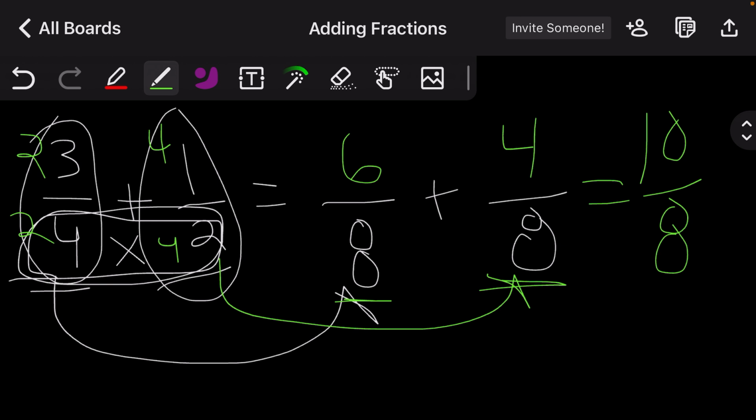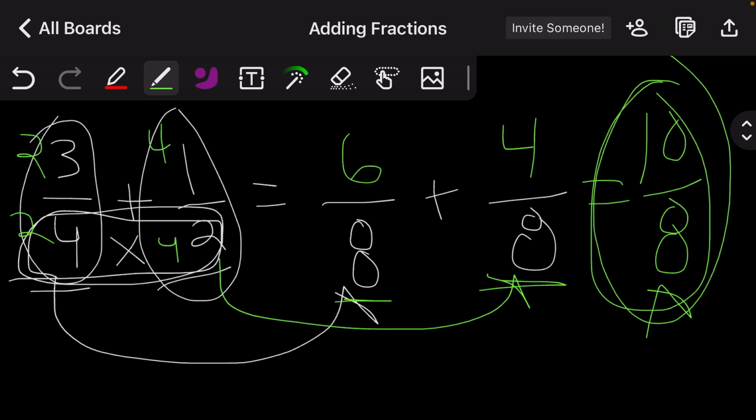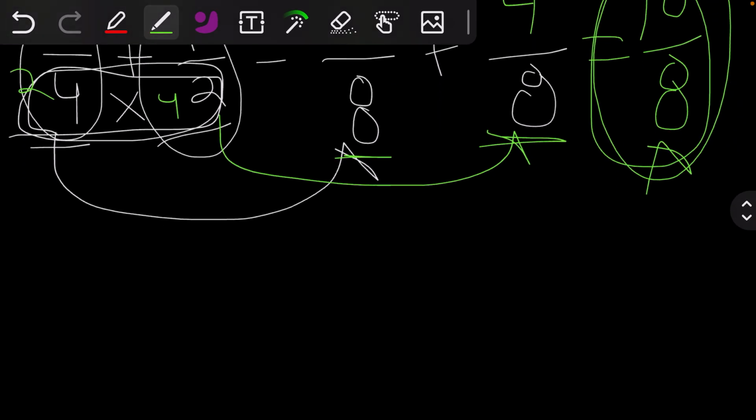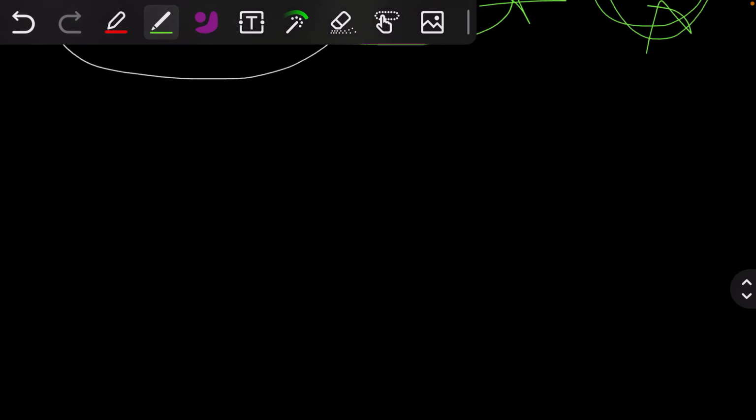So we keep the denominator as 8, and we add 6 and 4, which is going to give us 10. And that will be our answer. So 3 over 4 plus 1 over 2 is 10 over 8. We're going to do another example to kind of massage this idea.